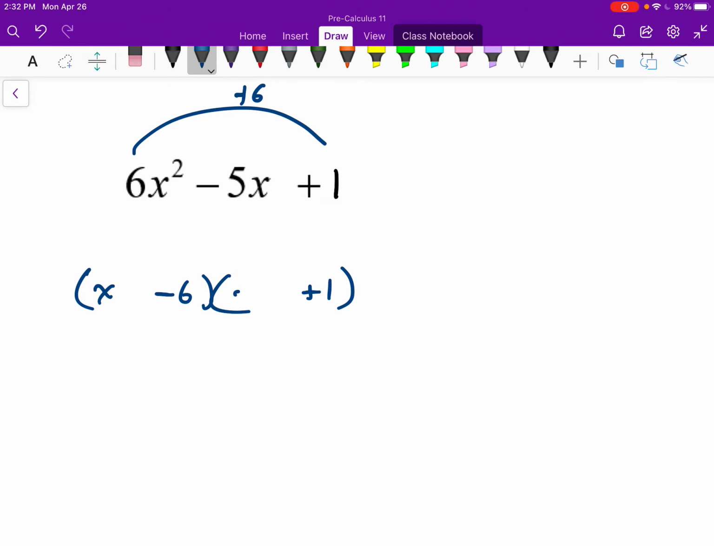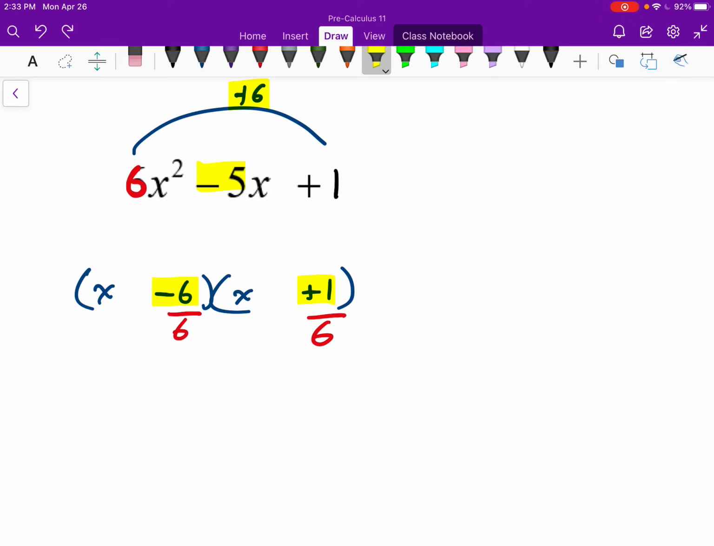Put an x here, put an x here. And then look at the 6 right here. Divide each of these by 6. Wait a minute. No, I made a mistake. I like to say it was a deliberate mistake, but it wasn't. However, it's a good mistake to make. The problem here is that negative 6 and positive 1 do add to negative 5, but they don't multiply to positive 6. Negative 6 times positive 1 is negative 6.